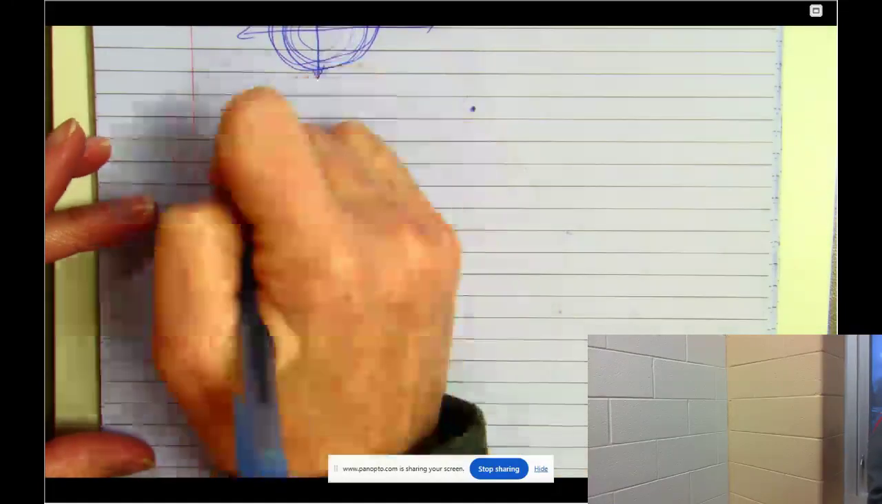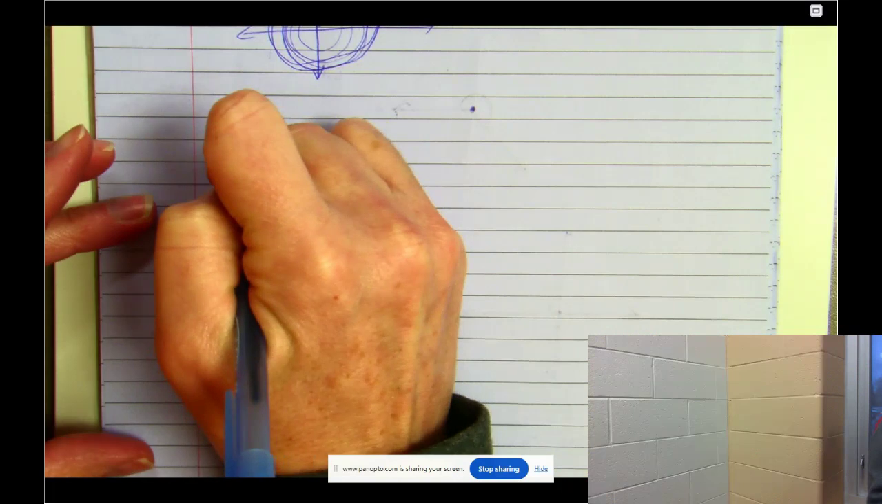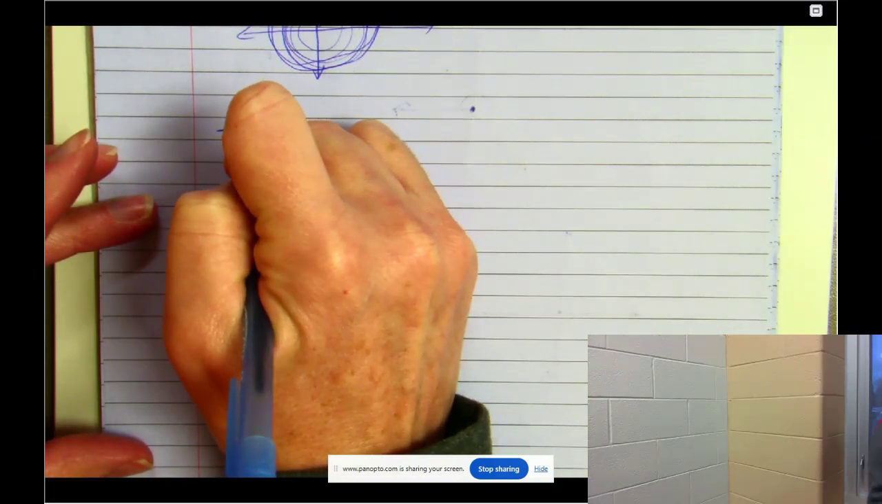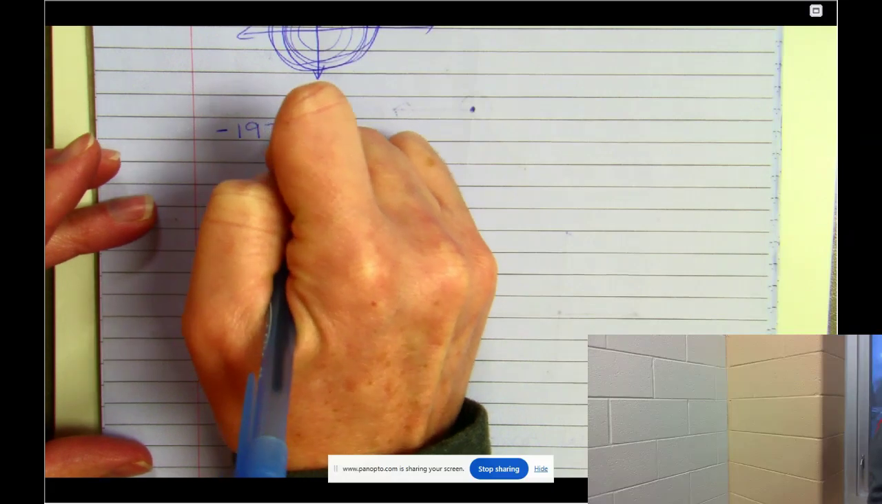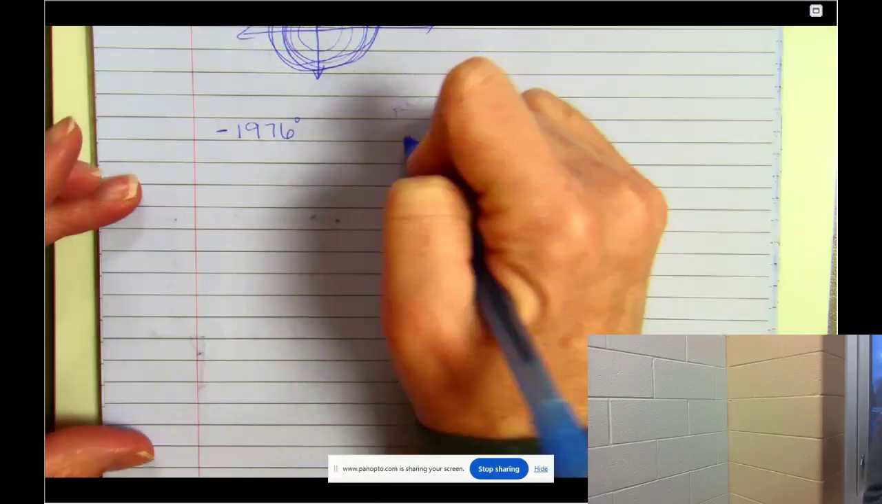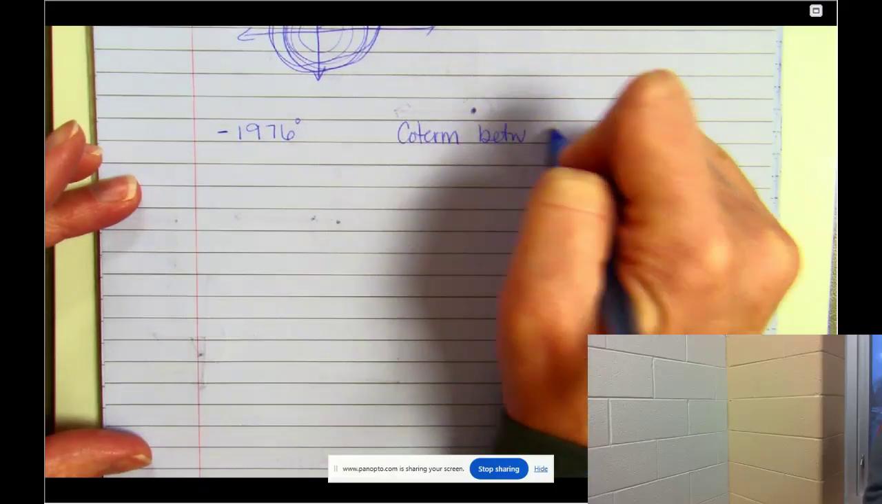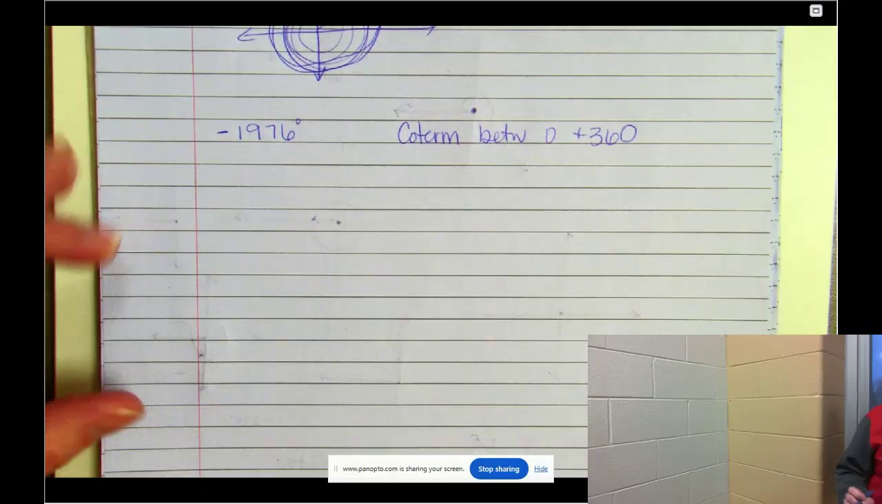Same idea. Let's say we had a negative 1976 degrees. I'd like you to find the coterminal angle between 0 and 360 again.